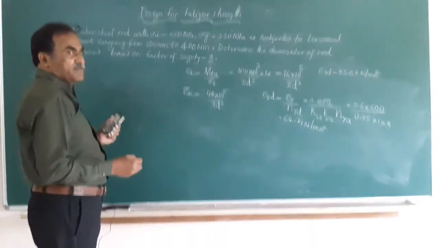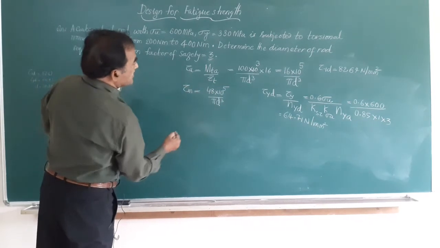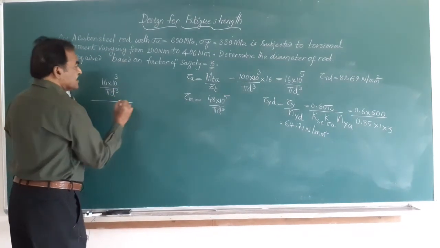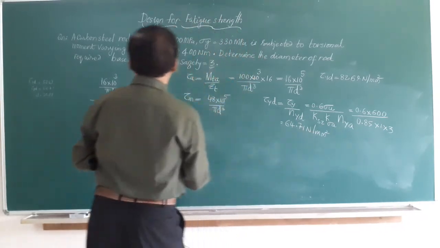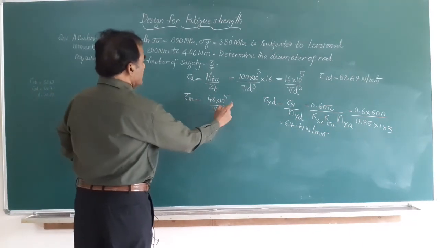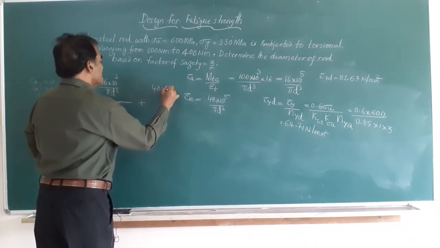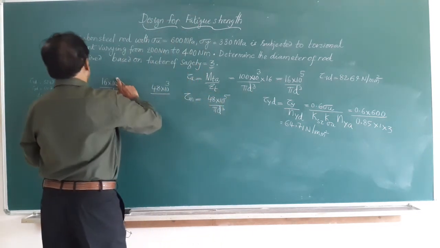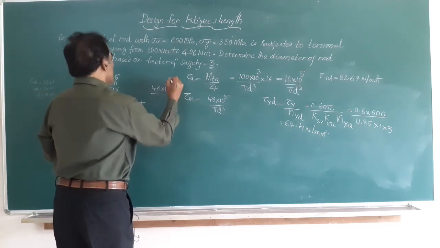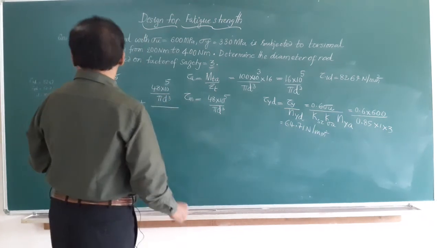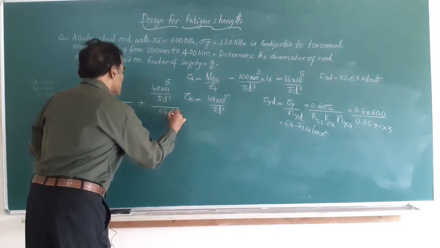So, friends, substituting in the formula of the Soderberg, we have this value tau a, that is 16 into 10 to the power of 3 divided by pi d cube, tau a by tau minus 1d, the value you have recorded here 82.69 plus tau m is the mean value, that is 48 into 10 to the power of 3 divided by pi d cube, and that is divided by the value of tau yd is equal to 64.71, that should be equated to 1, the equation of Soderberg's.